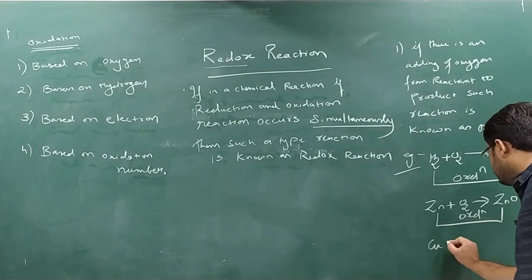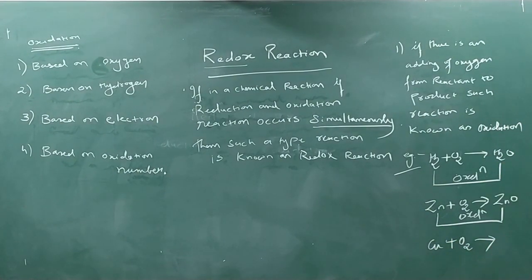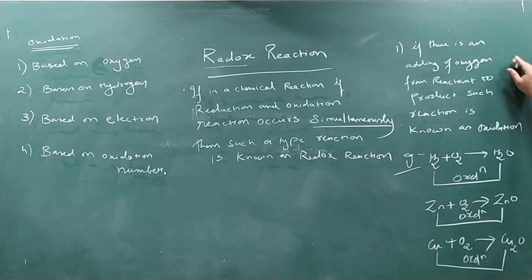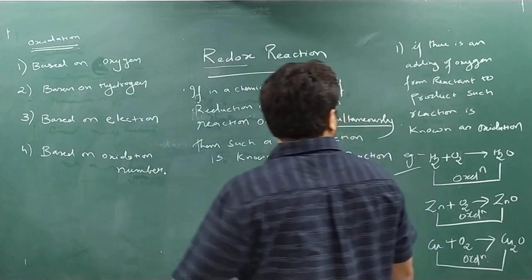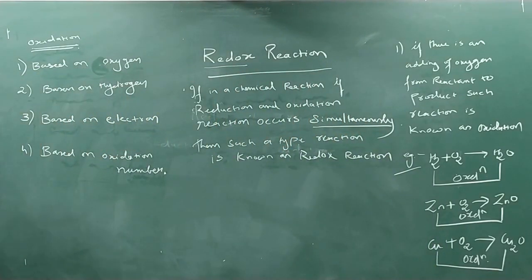The next, Cu plus O2, similarly here also we get Cu2O. Here Cu is alone, but when you go to the product, oxygen is added, so such a type of chemical reaction is known as oxidation. These are the oxidation reactions based on oxygen, because the definition says if there is an adding of oxygen from reactant to product, this portion being reactant and this portion being product, then such a reaction is known as an oxidation reaction. You can write this down.